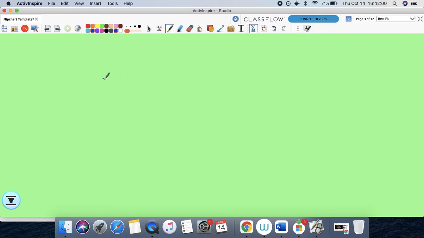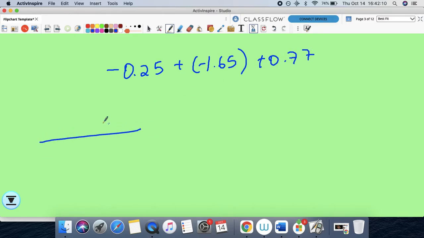Okay, so number 6 is a bunch of decimals again. Again, that plus 0.77. Same story. Here you are at negative 0.25, and then we're adding another negative. So starting from negative 0.25, I'm going to add this value of negative 1.65. Where will that take me? If I'm at negative 0.25 and I add negative 1.65, it's going to take me further to the left. So I know my answer is going to be negative.